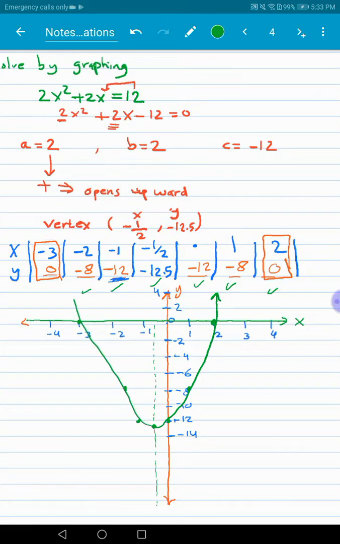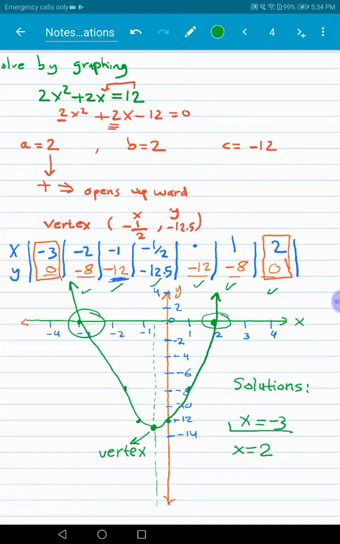The graphing is approximate, it's not accurate. This is the vertex, of course, and this is the first solution, x equals negative 3. This is the second solution, x equals 2. The solutions are the intersection points with the x-axis.